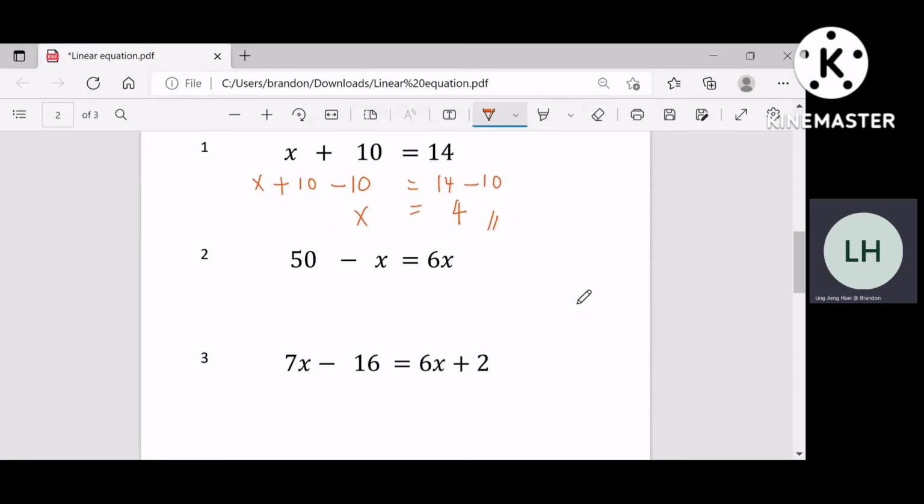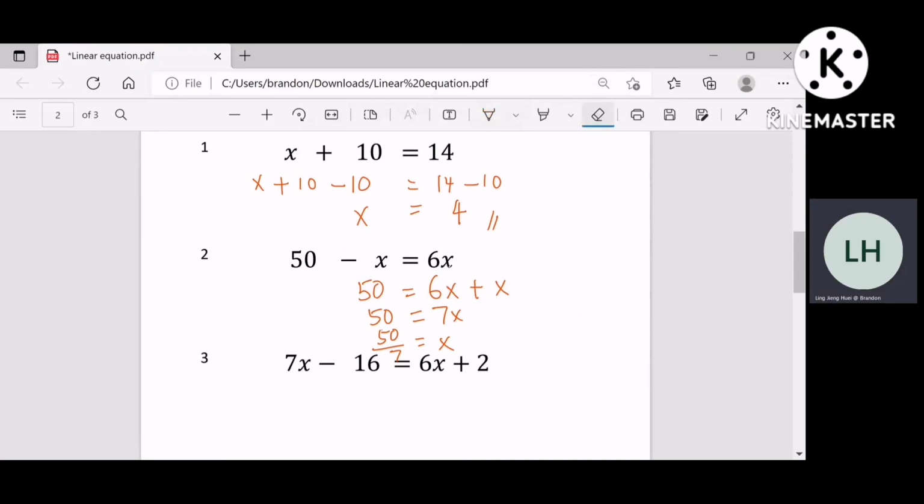We'll look at question 2. 50 minus x equals 6x. So the ultimate goal is to move this negative x to the other side. When you move it, you will have to switch the sign from negative to positive. 6x plus x, you get 7x equals 50. And with that, 50 over 7. That's the final answer for your x.